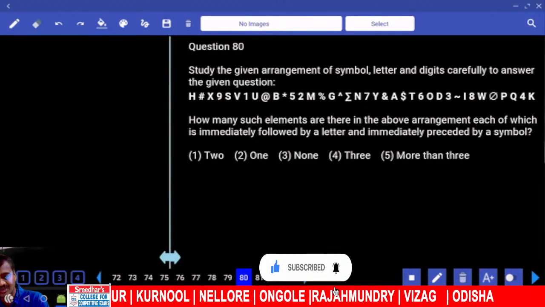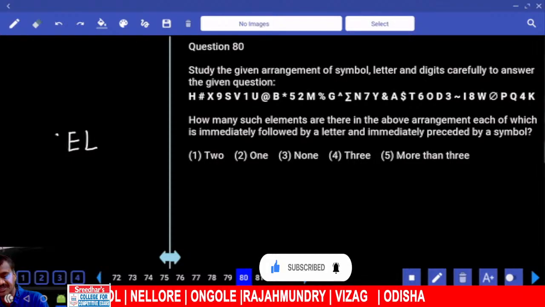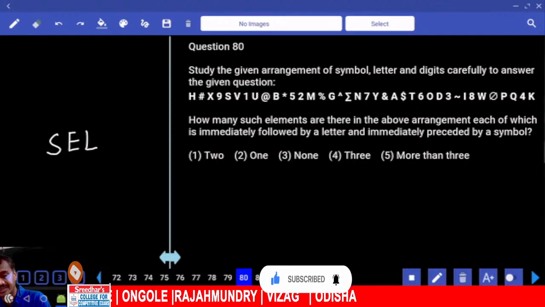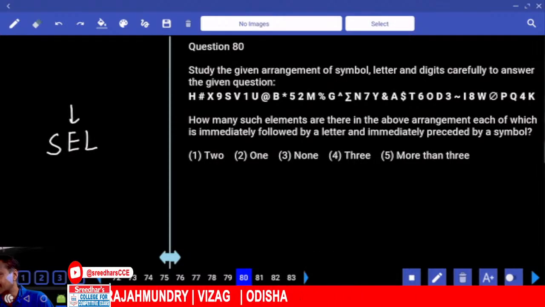Each of which is immediately followed by a letter and preceded by a symbol. Hence, an element can be anything, either letter, number or symbol. Hence, in the alternate places, you need to have a symbol and a letter. Clear?